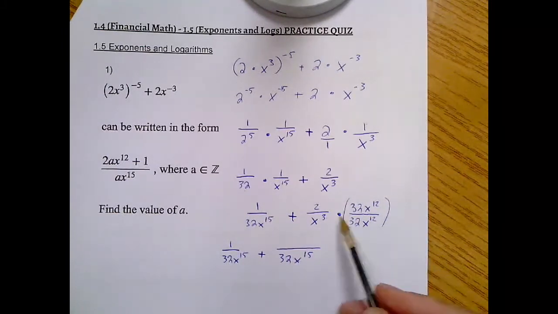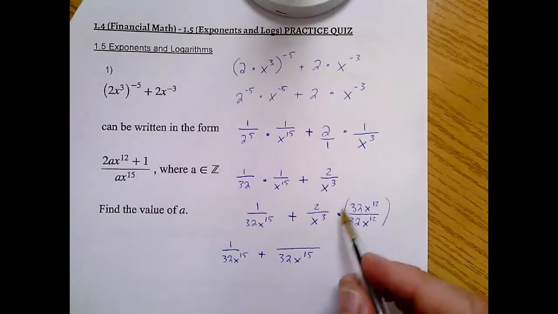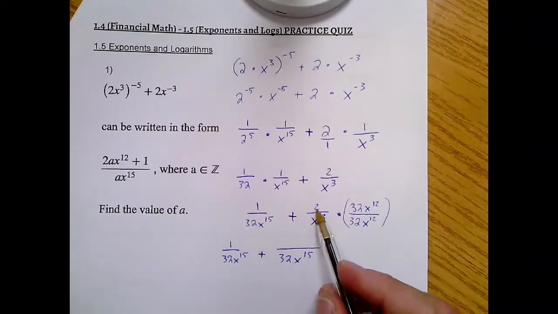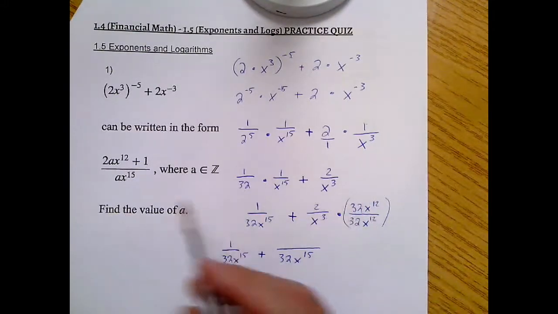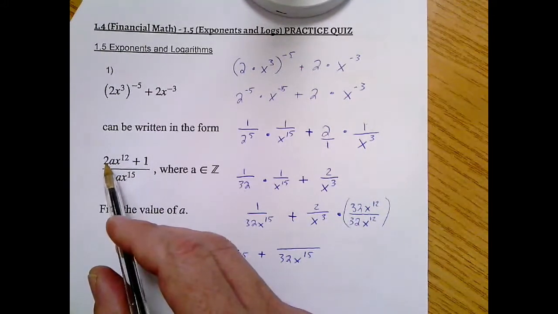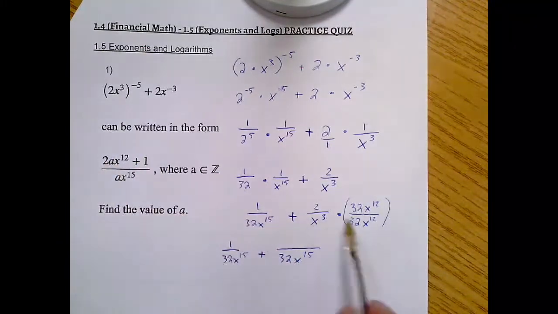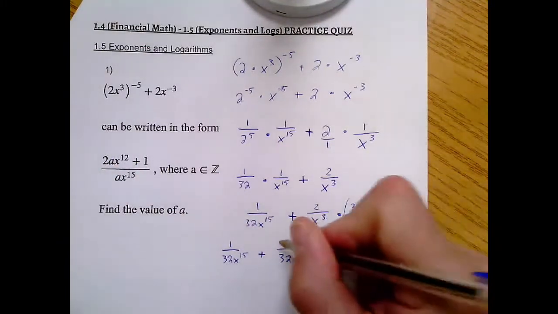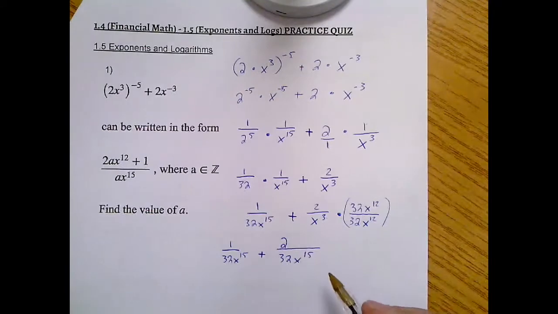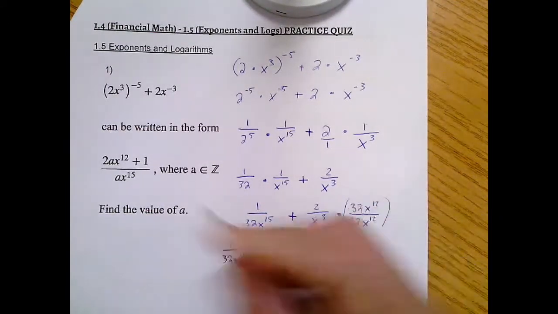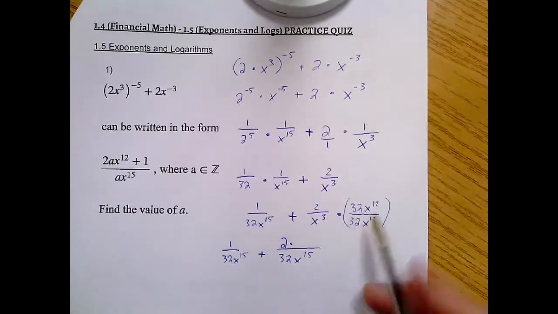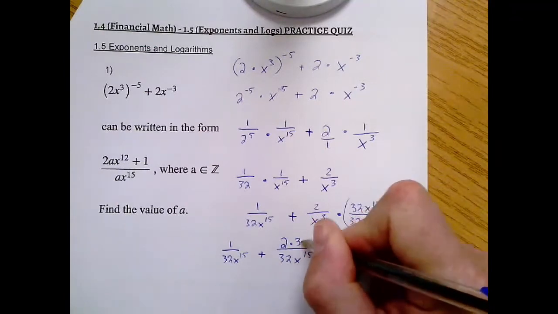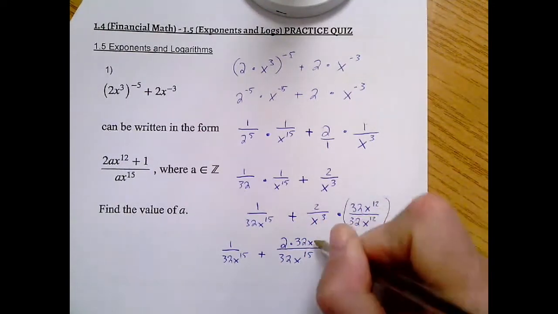And on top, you could just do this math right here, but look right here. It wants the 2 to stay. This is the big clue. They say write it in this form. So it wants that 2 to stay. So I'm going to let that 2 stay, and I'm going to multiply that, because that's what happens in between here, by 32x raised to the 12th.